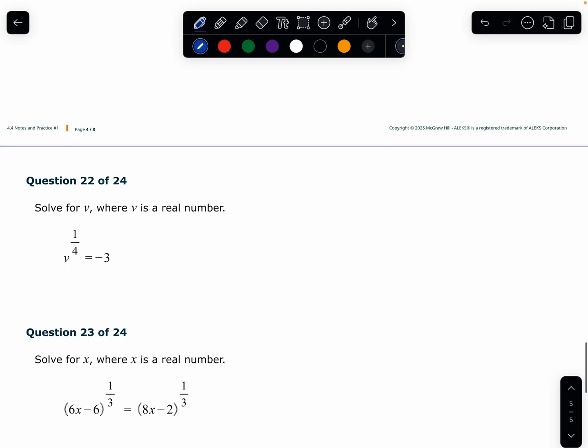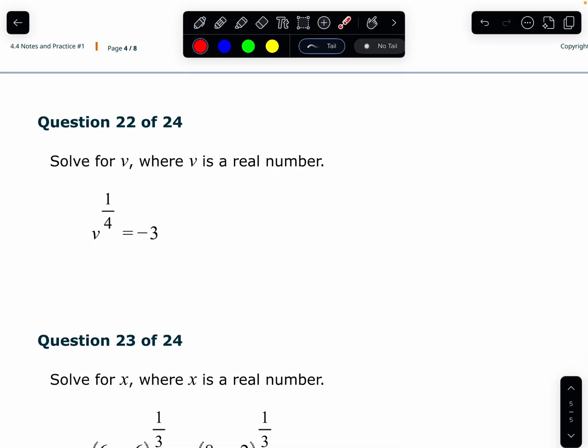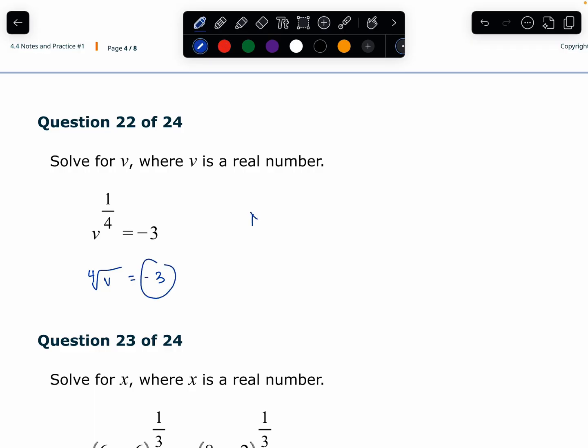For 22, now for this one right here, it's a fourth root because it's to the power of 1/4. And on the right side, it's negative. So remember what we said, that if you have a fourth root or an even root, a square root, a fourth root, and the other side is negative, then there is no solution. No solution for those problems.